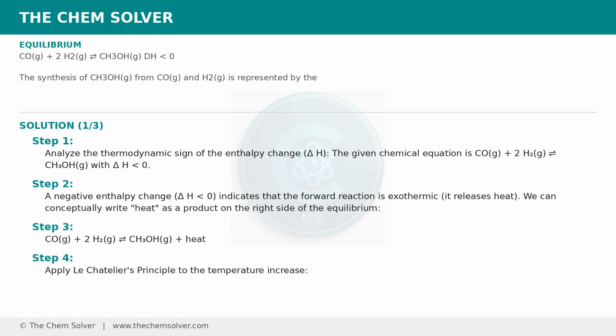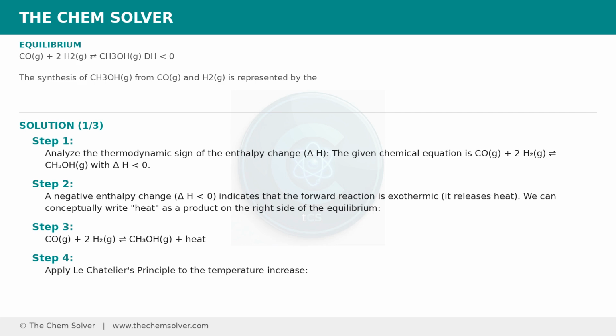Analyze the thermodynamic sign of the enthalpy change, delta H. The given chemical equation is CO + 2H2 in equilibrium with CH3OH, with delta H less than 0. A negative enthalpy change indicates that the forward reaction is exothermic. It releases heat. We can conceptually write heat as a product on the right side of the equilibrium: CO + 2H2 in equilibrium with CH3OH + heat.